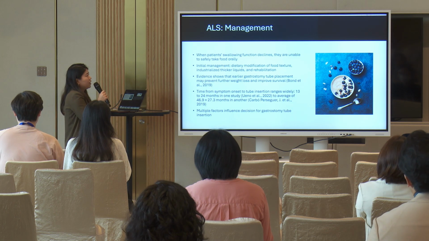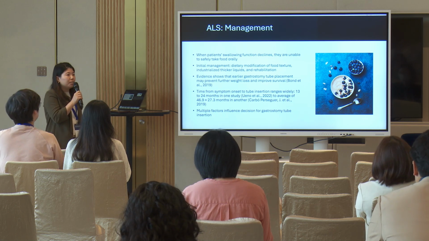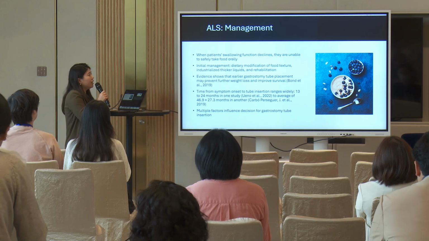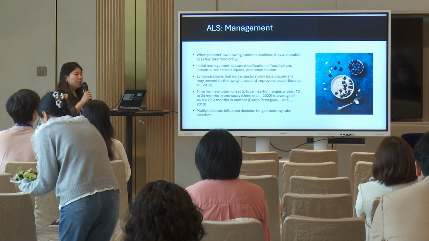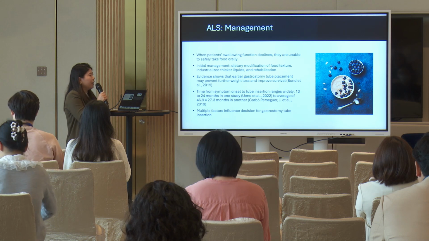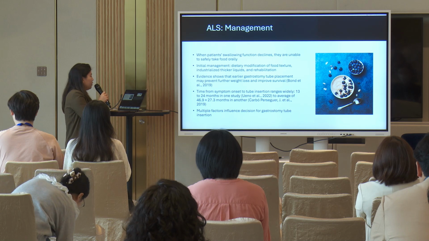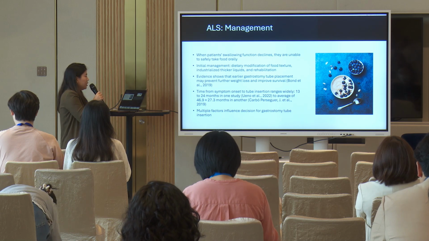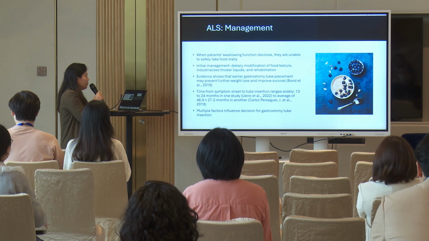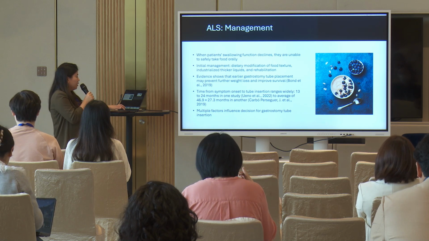When a patient's swallowing function declines, they are unable to take food orally safely. So initial management can include dietary modification of food textures, industrialized thicker fluids, as well as rehabilitation. Evidence shows that earlier gastrostomy tube placement may prevent further weight loss and improve survival. Time from symptom onset to tube insertion ranges widely, from 13 to 24 months in one study to an average of 46.9 months in another. The reason for this is that multiple factors influence the decision for gastrostomy tube insertion.